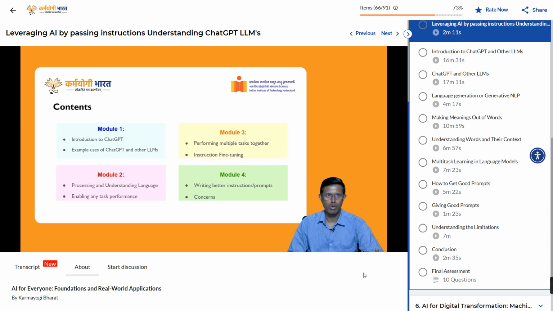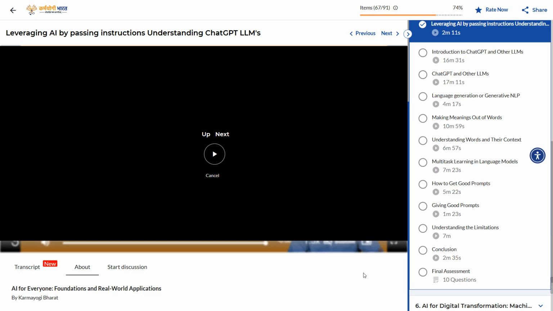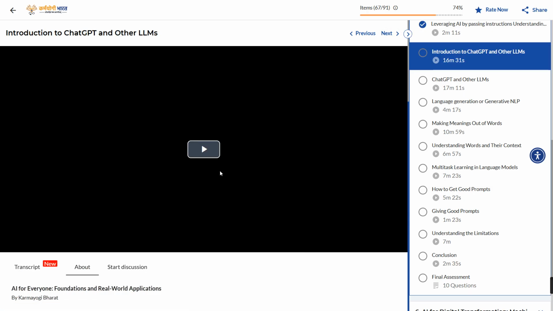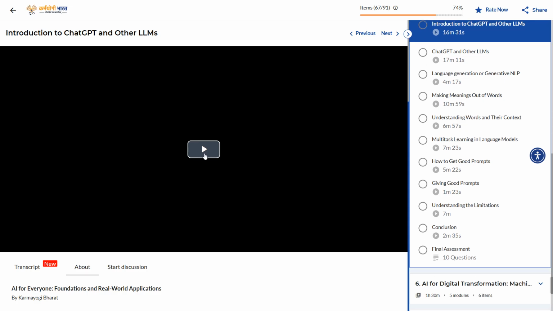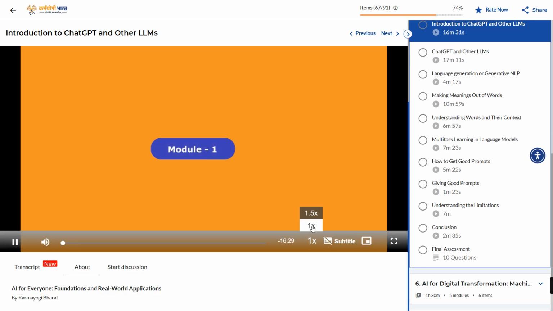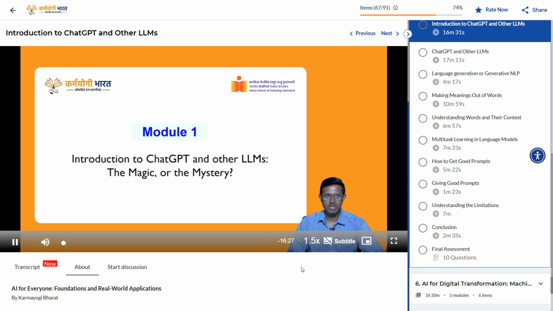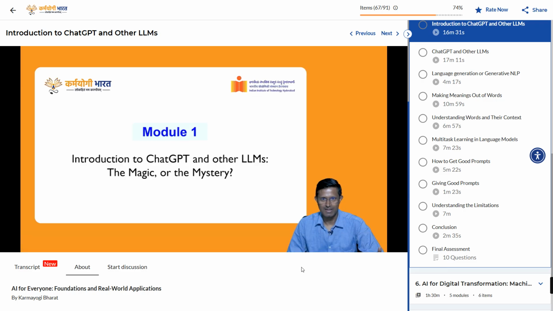And now let us move on to our module 1, where we talk about the different large language models and look at their use case scenarios. So this is the module 1, introduction to ChatGPT and other LLMs.